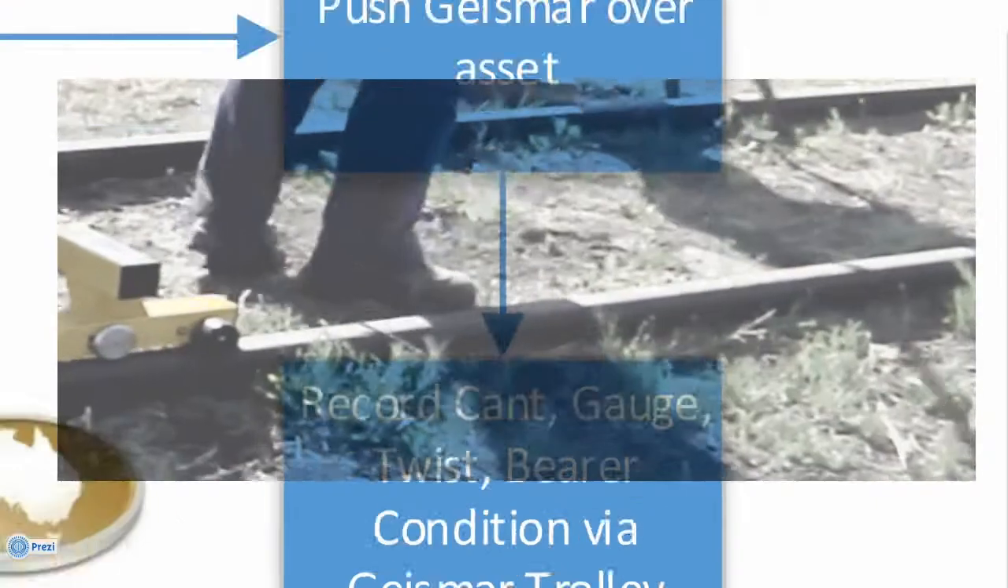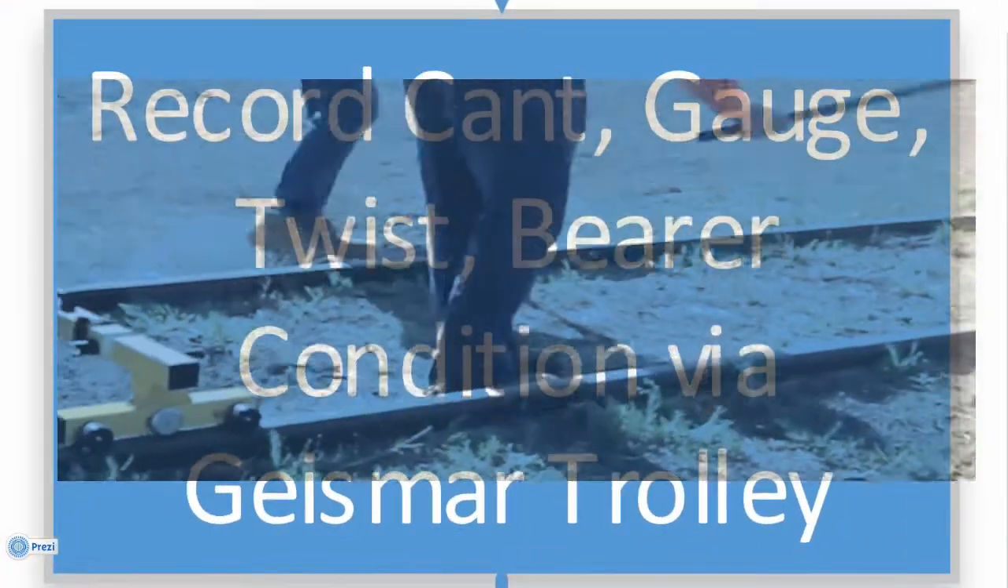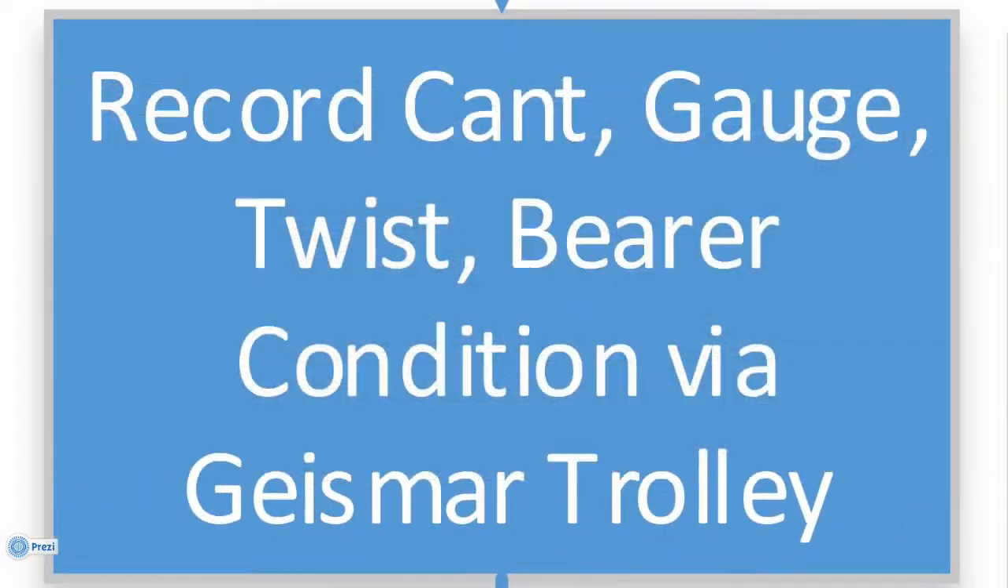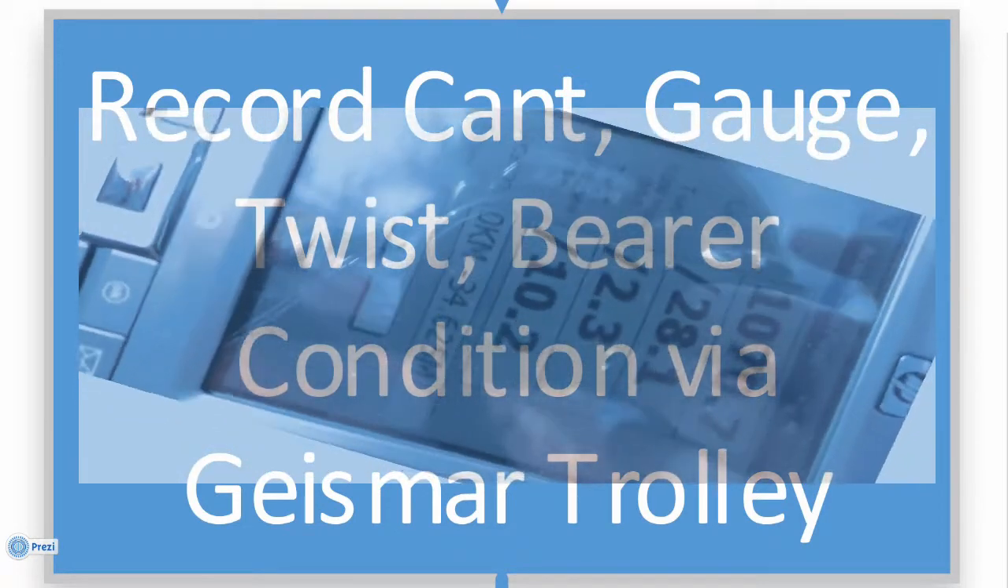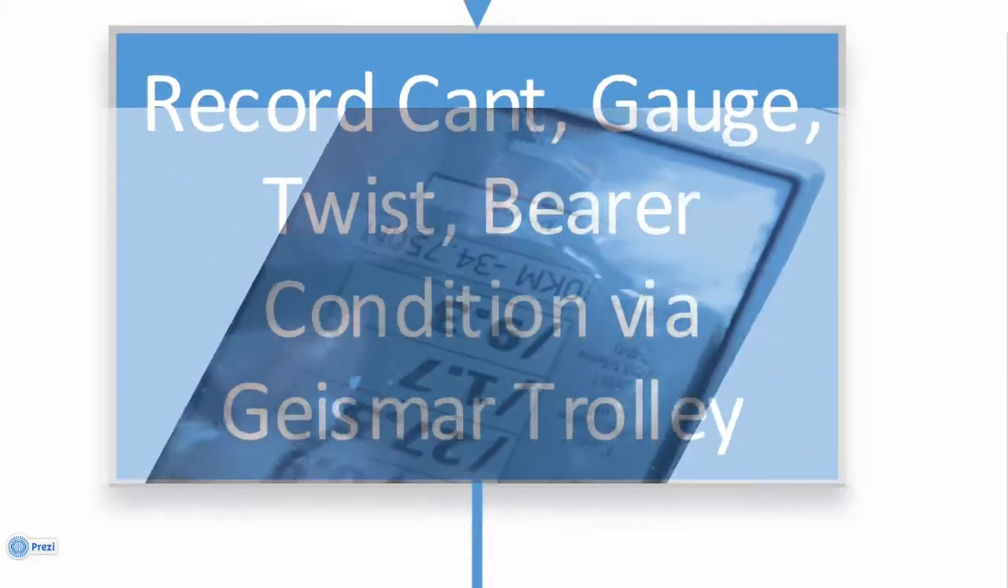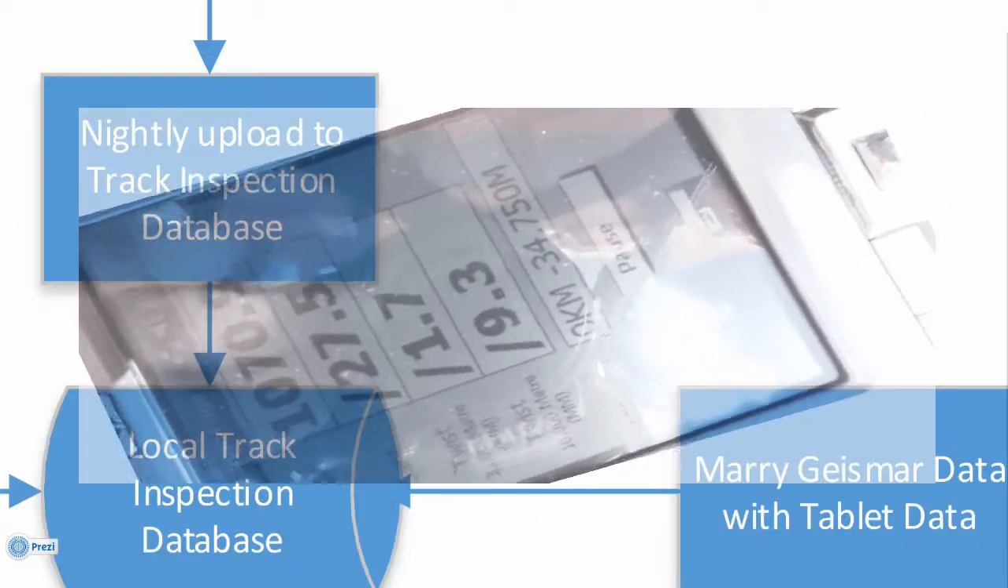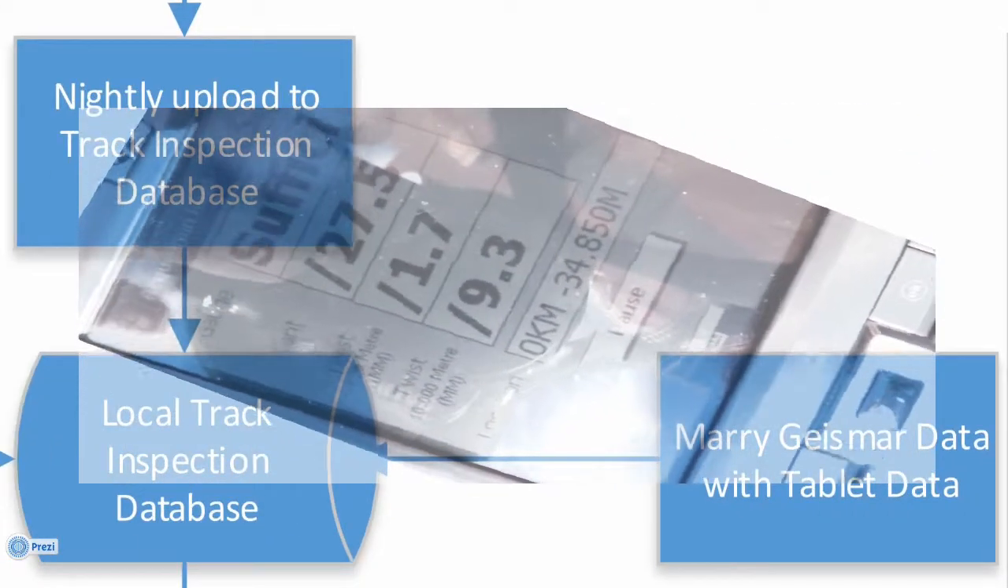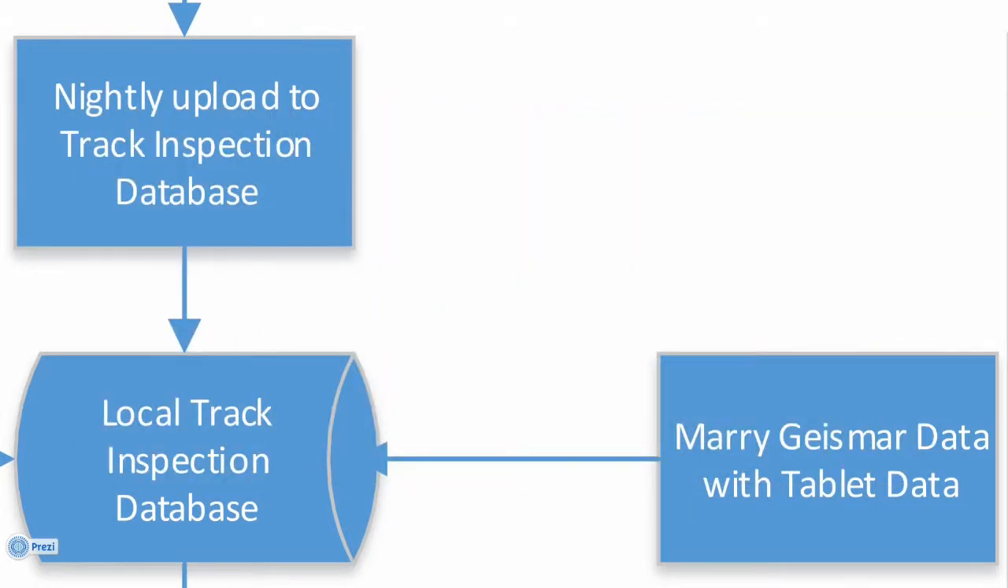The trolley measures and records distance, cant, gauge and twist at 125mm intervals. In addition, the bearer condition is entered via a simple 3-button selection on the trolley. Additional information, such as start of curve and covered bearers, are captured directly on the trolley. At the end of the workday, the trolley readings are uploaded and processed into a single inspection database.